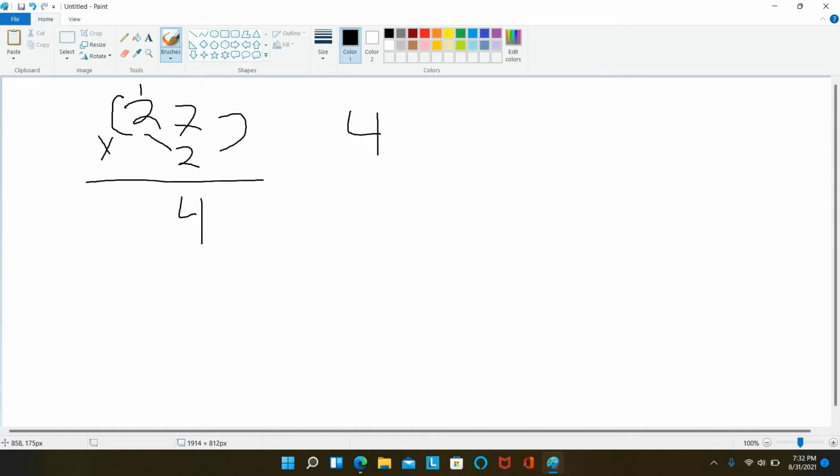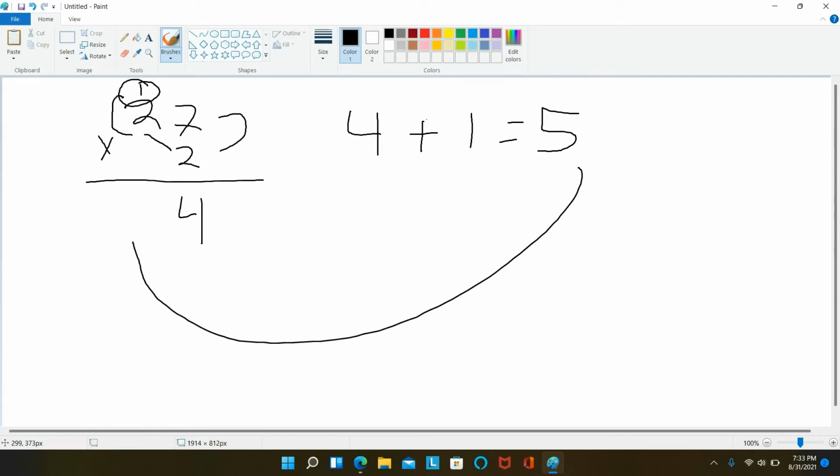But wait, we're not done there yet. Then you want to add whatever number is on top of there. For example, in this case, it's the number 1. So then you'd simply do 4 plus 1, that is equal to 5. Then you plug this in right here.